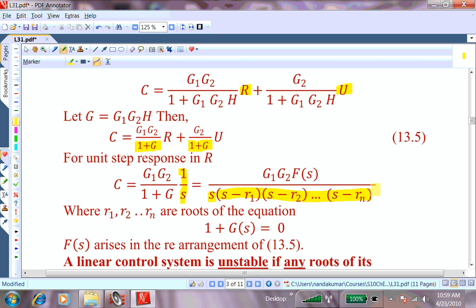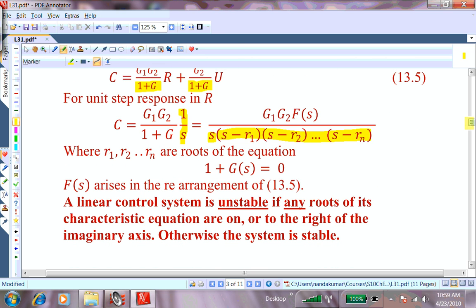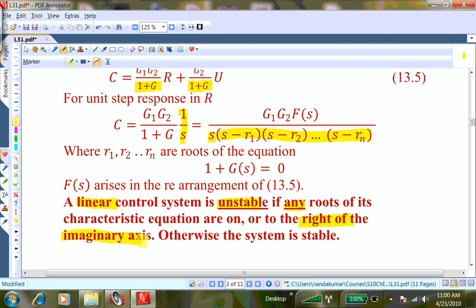So a linear control system, we say, and watch the word linear. These are all definitions taken from the textbook. Okay? A linear control system is unstable if any, just one, okay? If any one root of its characteristic equation has a positive real part. Okay? That is, it is on the right of the imaginary axis. Otherwise, the system is stable. That is, all the roots are having a negative real part.